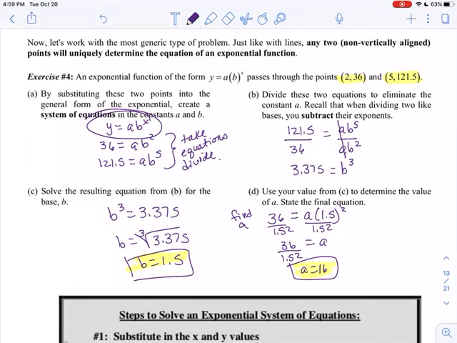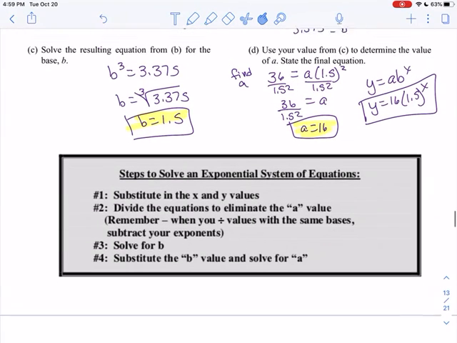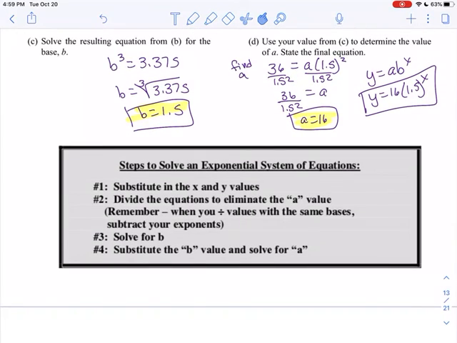Once I know what a is and I know what b is, all I'm going to do is go back to my general form of an exponential function and substitute it in. So my general form is y equals a times b to the x. And now I know my a is 16, I know my b is 1.5, and there is my equation.